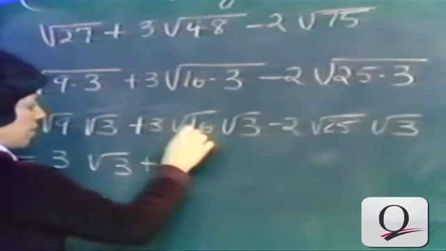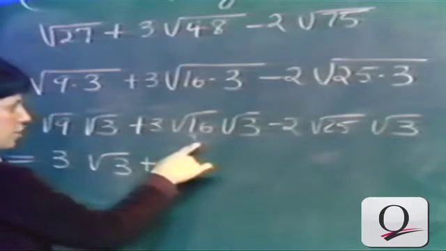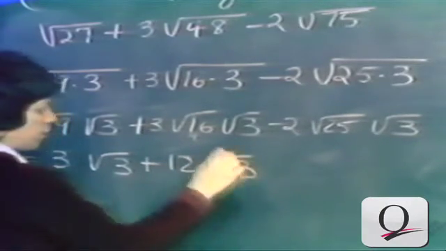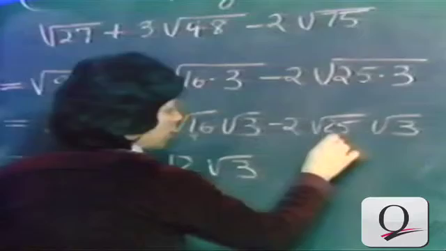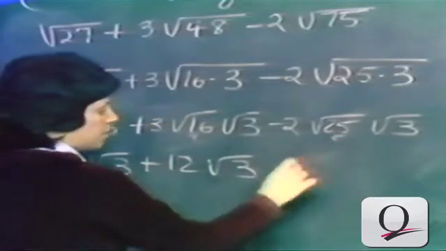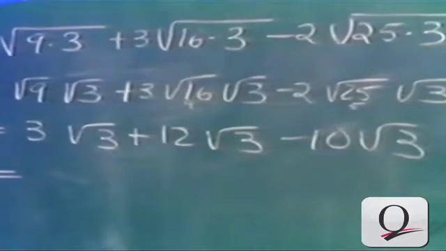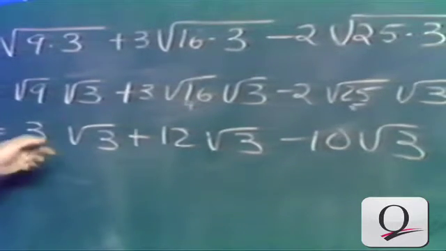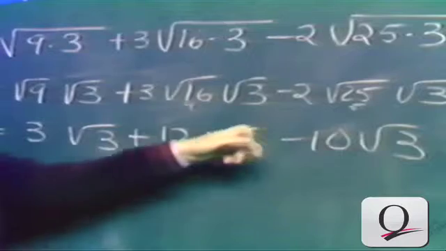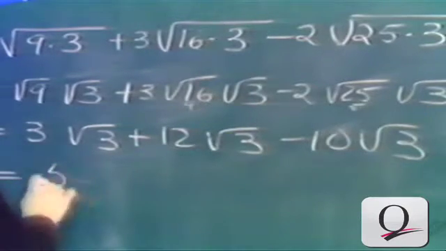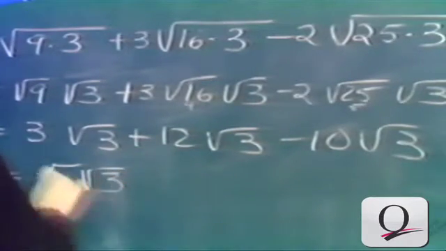now the square root of 16, that's 4. 3 times 4, that's 12 the square root of 3. The square root of 25, that's 5, so minus 2 times 5, minus 10 the square root of 3. Now we can combine the radicals: 3 plus 12 is 15, minus 10 gives 5 the square root of 3.